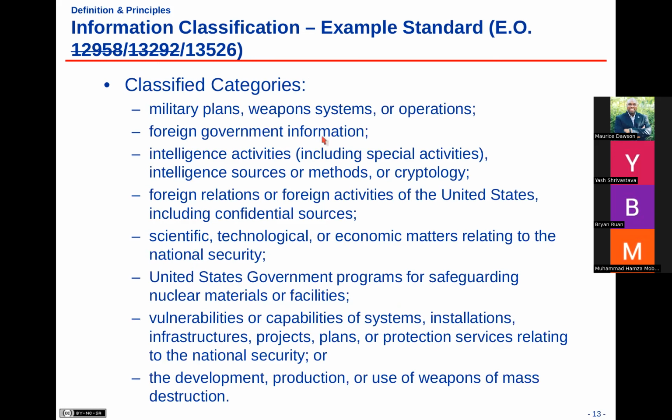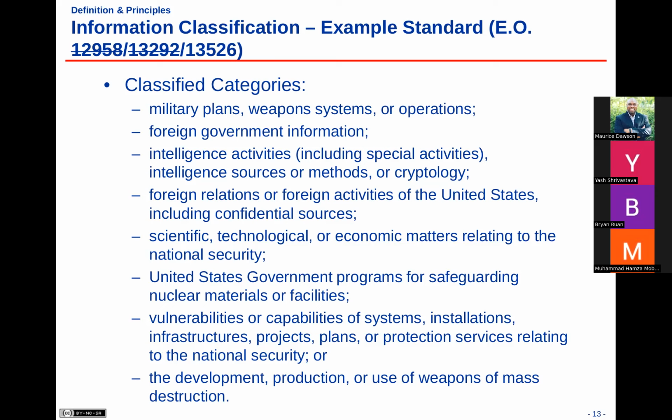All right. So here, these are the classified categories. Military plans, weapon systems or operations, foreign government information, intelligence activities, sources or methods or cryptology, foreign relations or foreign activities of the United States, including confidential sources. When you guys travel with the U.S. Embassy, think about that. I'll send out a link. You look at the WikiLeaks cable leaks. That is all from the U.S. Embassy. You'll see that a lot of that stuff that was leaked was classified.